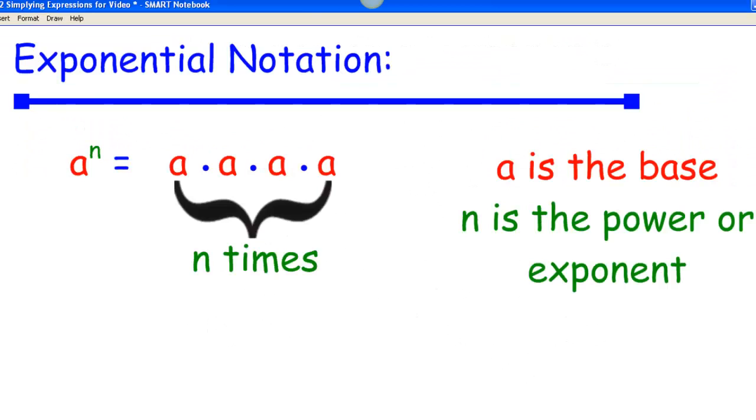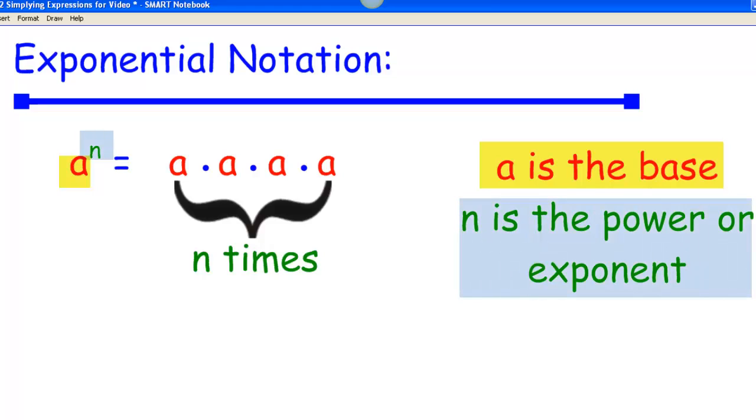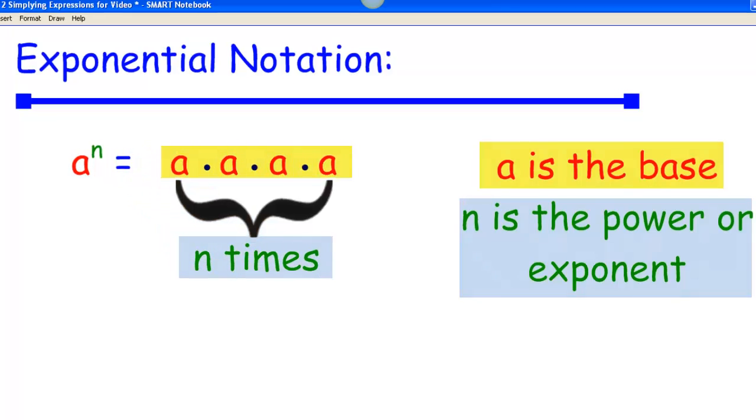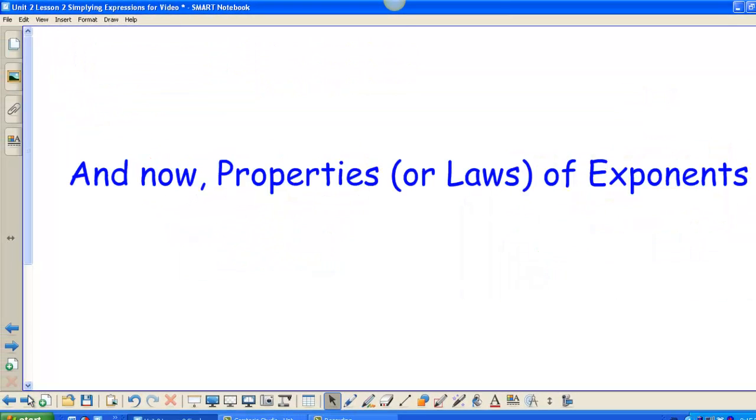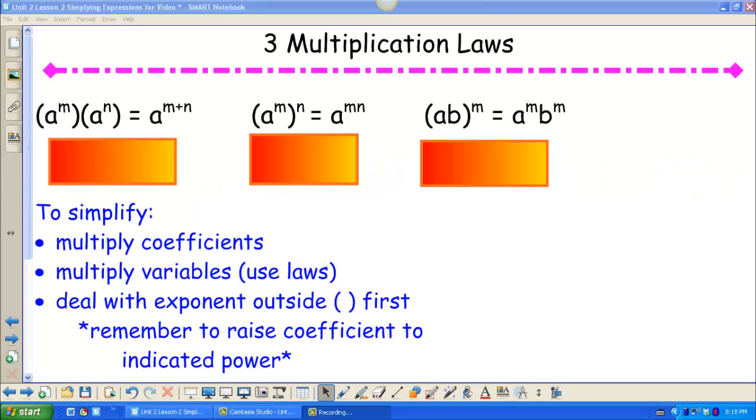So exponential notation, when a is the base and n is the power or exponent, and n is a number that is a counting number or an integer that is greater than or equal to 1, it means I write that base n times and multiply. And here are your properties or laws of exponents. So here are our 3 multiplication laws.